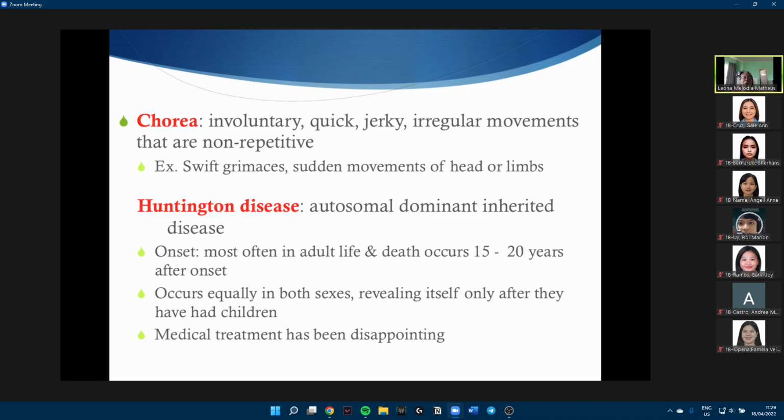Okay. Now, we have a specific disease here, what we call Huntington disease, which is an autosomal dominant inherited disease. Ibig sabihin, sigurado magkakaroon ka kasi autosomal dominant. No? So it usually occurs in adult life, and death usually occurs 15 to 20 years after onset. Sigurado mamamatay ka. So it usually occurs equally in both sexes, and it reveals only after they had had children. Nako. And the medical treatment at the moment is still disappointing.